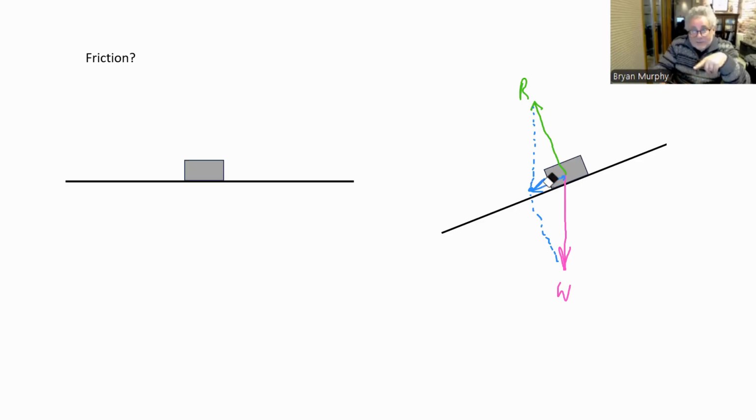So if I scrub that, and if I exert a force up the slope, which is equal and opposite to that, then those three forces, just like that force board thing, are going to form a closed triangle.